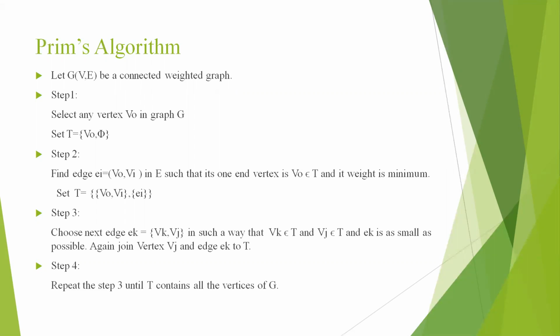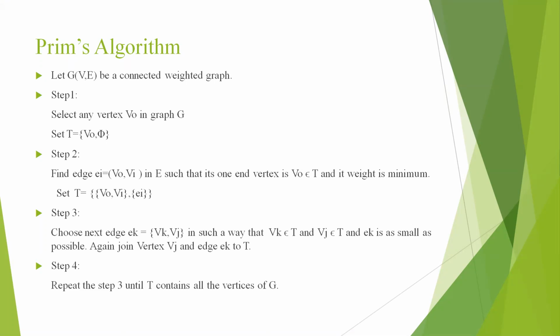Step 1. In step 1, we select any one vertex V0 in graph G. Then in step 2, we find out a next node Vi, and Vi and V0 are connected by edge Ei, whose weight is minimum. In step 3, when we select a new node, we check whether the previous node is an element of set T and the new node is not an element of set T, and the edge weight is minimum or as small as possible.